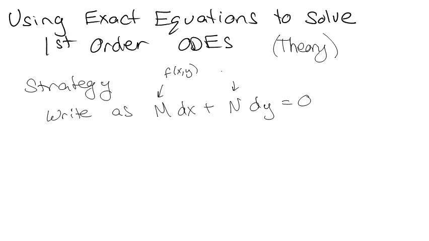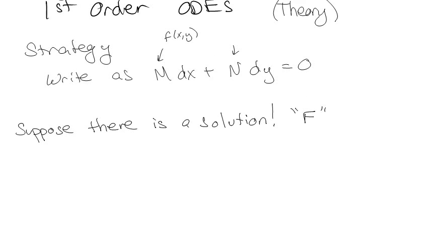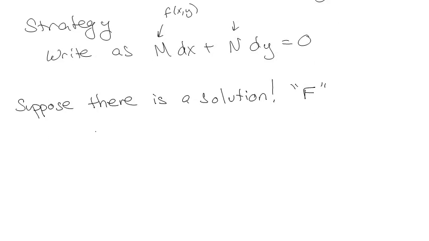So there you go. Now, we're going to say that we don't know the answer, but we are going to guess. Or not really guess, we're going to say, suppose there is a solution. So the idea is, supposing there is a solution, what would that solution look like? We'll call the solution F, capital F.